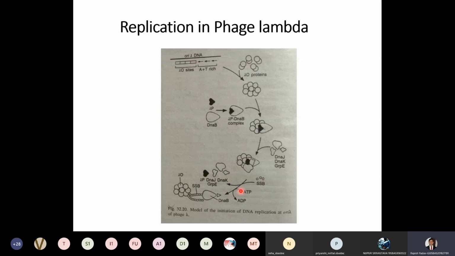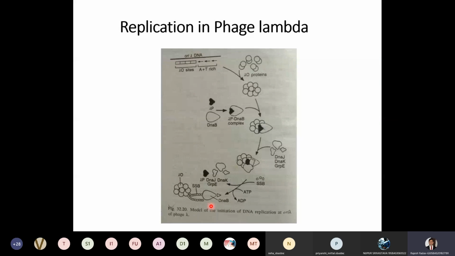And in the same step, these heat shock proteins will be removed. So DNA J, DNA K and GrpE will be removed. So finally, what is remaining here? This is the DNA A protein, equivalent is lambda O, and the SSB protein and DNA B protein, that is a helicase. So finally, this structure is last in the initiation of the DNA.